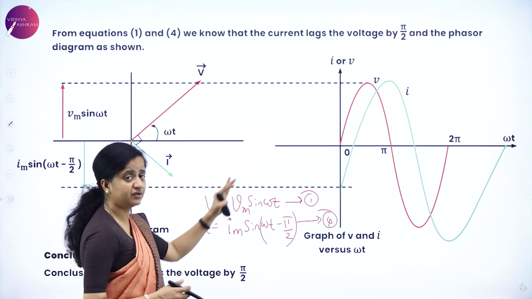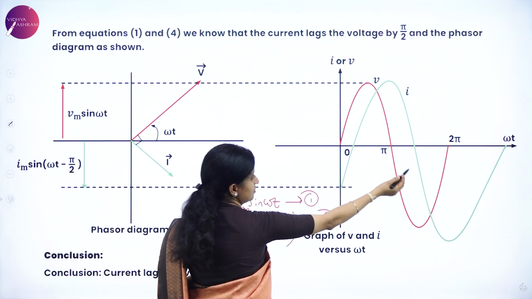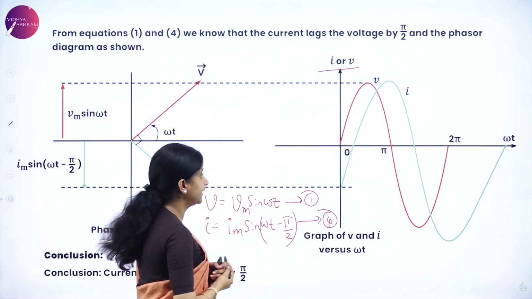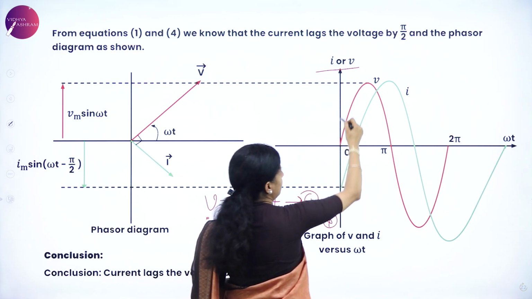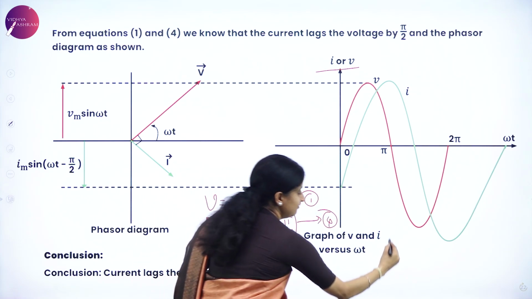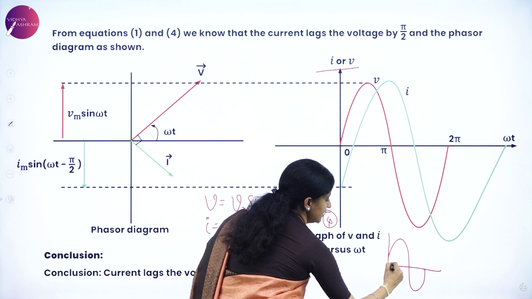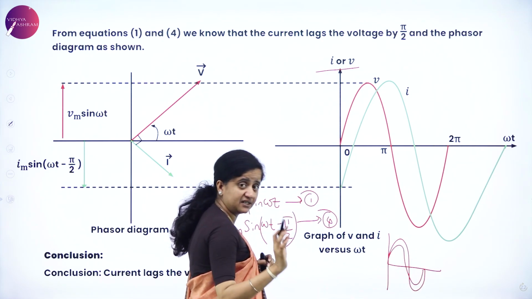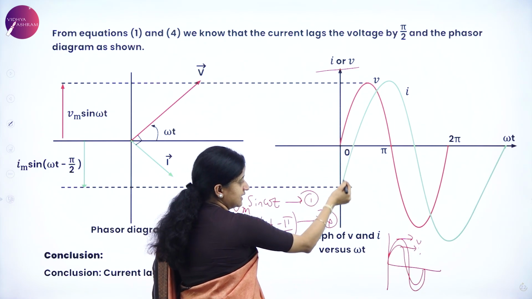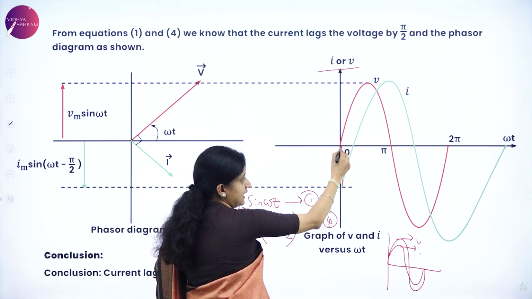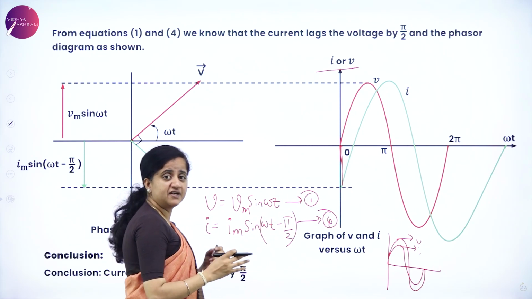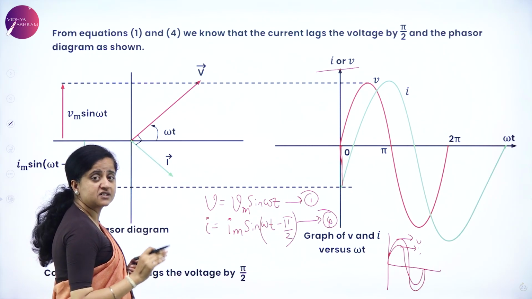So for that we have to consider a graph of V and I versus omega t. Along the x-axis it should be omega t, and along the y-axis it should be voltage or current. As usual, we have two signals here, one for voltage and the other for current. If they are in phase with each other, they have to start from the same point, like the previous condition we have studied. This is voltage and this is current. Now you can observe they are not starting from the same point, but the current is lagging the voltage by 90 degree. They are out of phase. The phase difference between voltage and current is 90 degree.